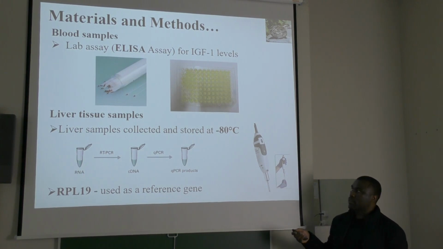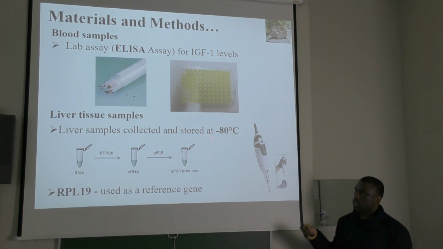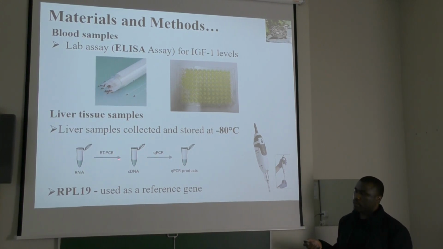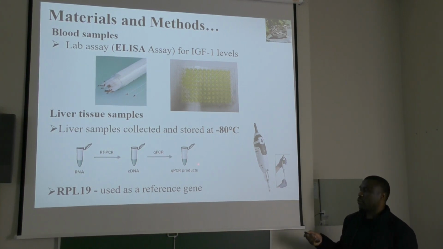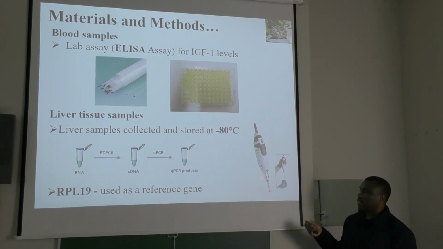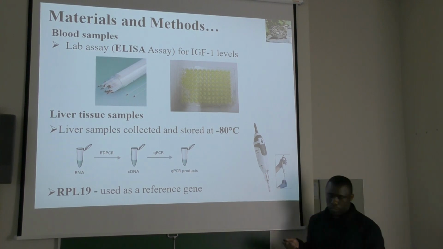We collected some blood samples by using these capillary tubes and investigated them in the laboratory. We used ELISA, and we did some liver sample collection and stored them at -80. Then we did PCR, polymerase chain reaction, by isolation of the RNA and DNA synthesis. Finally, we got the qPCR product, but we ruptured the cells by using a mechanical method, by using this rotor.